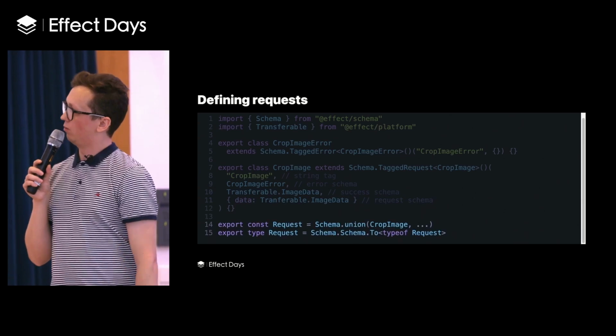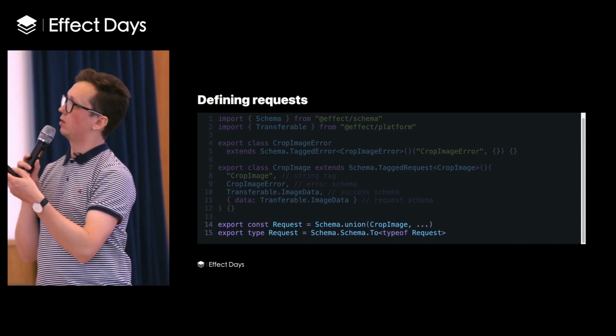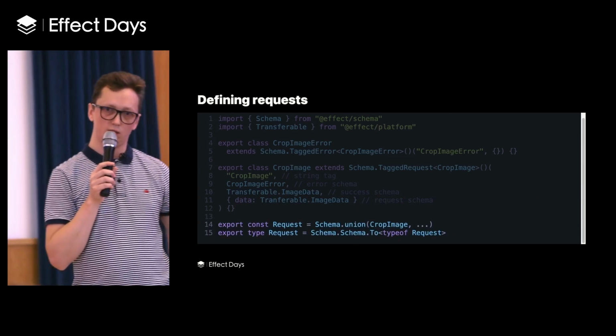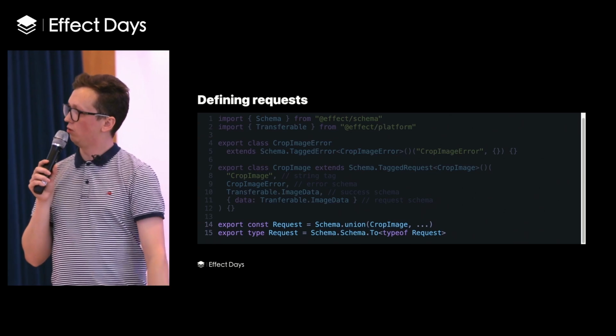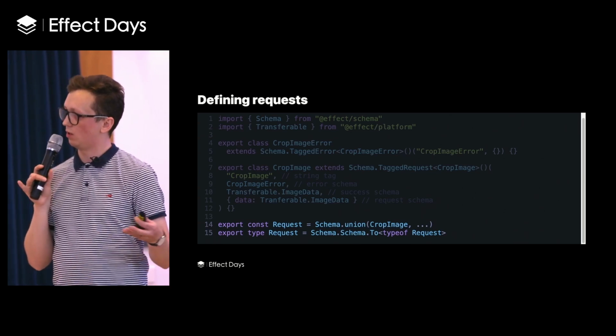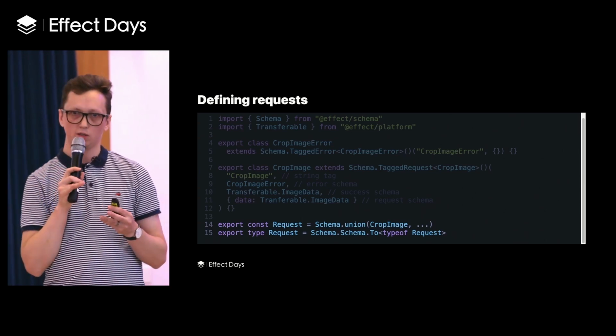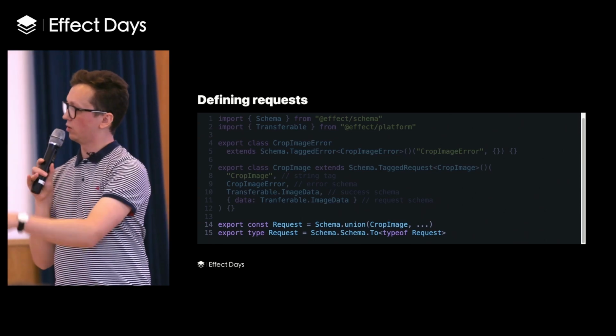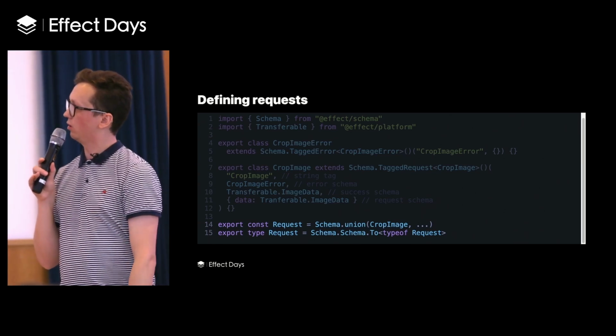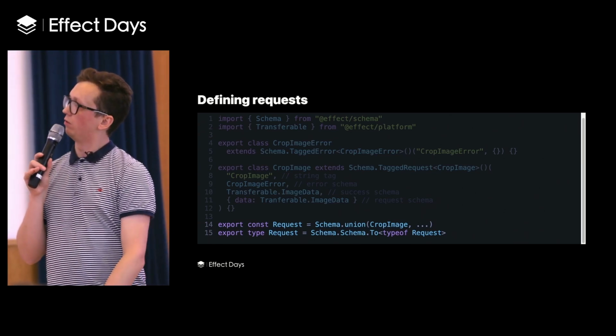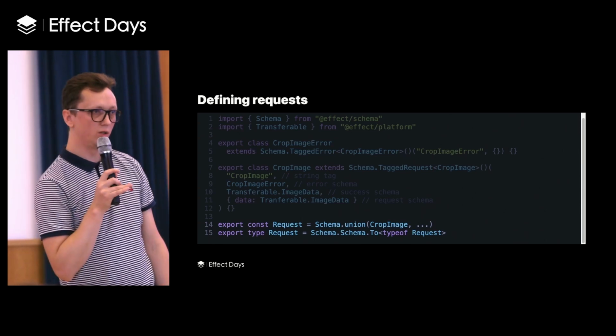And once you define multiple requests, we're just defining one here, but you could define as many as you want, we create a union of all of these requests and package it all up into a single schema. And we also extract the type for it. So once you define your requests, you can start implementing your worker.